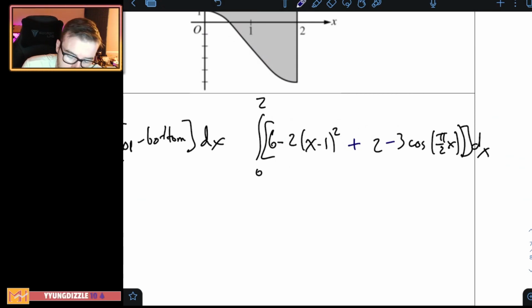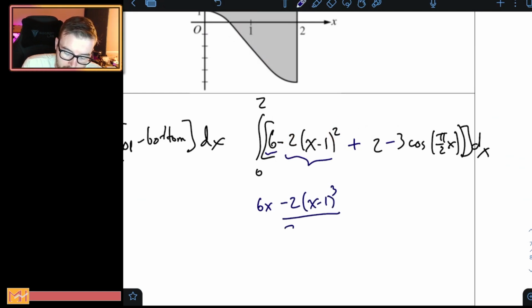Anywho, let's integrate. The integral of 6 is 6x. The integral of this, the constant's just chilling, but this is power rule, so that's going to go up by 1, and then we're going to divide by that power. The derivative of the inside is 1, so you don't need to be concerned about u sub or anything like that. And then plus, the integral of 2 is 2x.